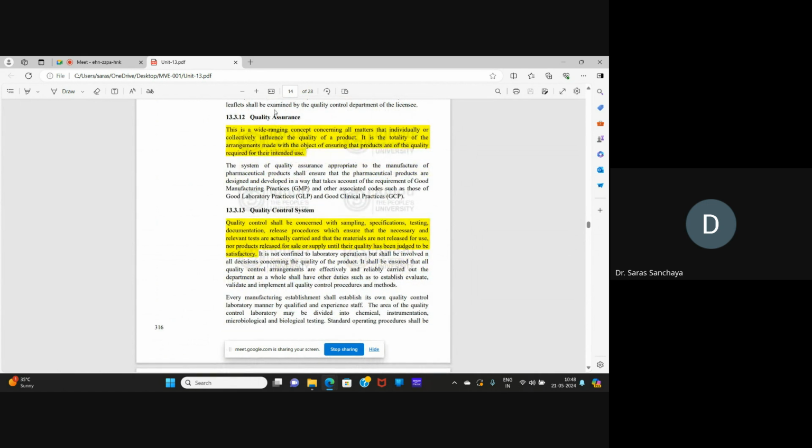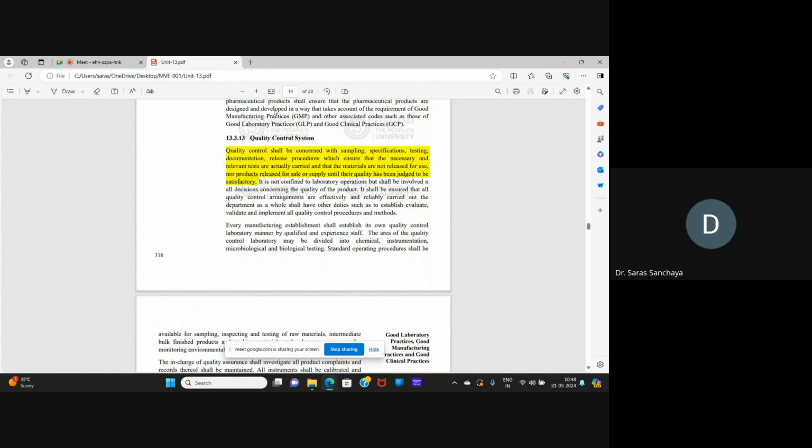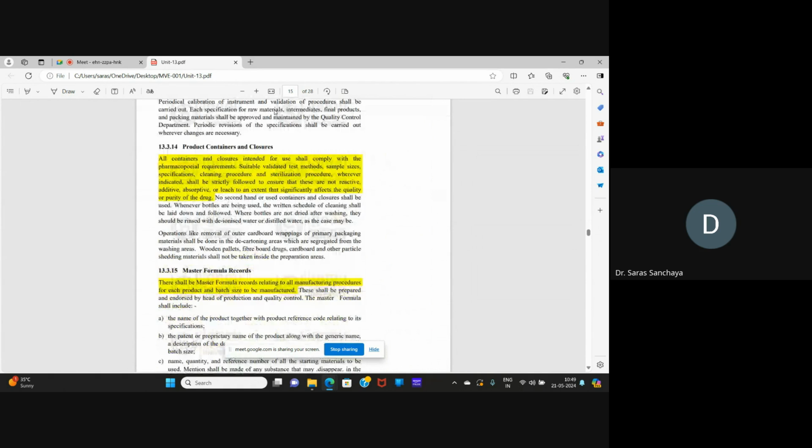Quality control system. Quality control shall be concerned with sampling, specifications, testing, documentation, and release procedures which ensure that the necessary and relevant tests are actually carried out and that the materials are not released for use nor products released for sale or supply until their quality has been judged to be satisfactory. It is not confined to laboratory operation but shall be involved in all decisions concerning the quality of the product. It shall be ensured that all quality control arrangements are effectively and reliably carried out. The department as a whole shall have other duties such as to establish, evaluate, validate, and implement all quality control procedures and methods.